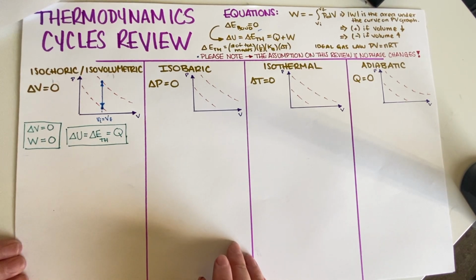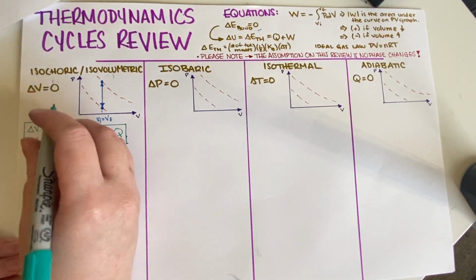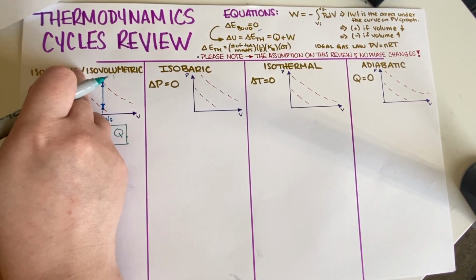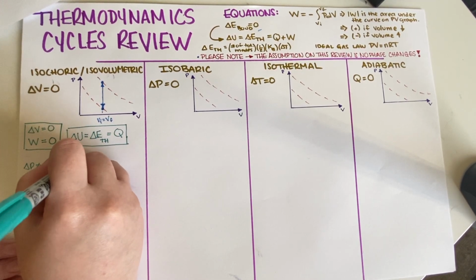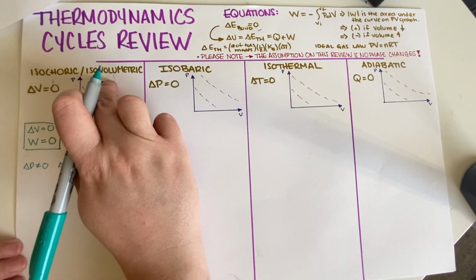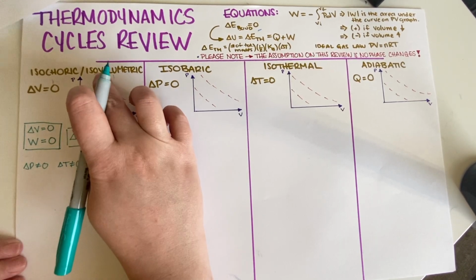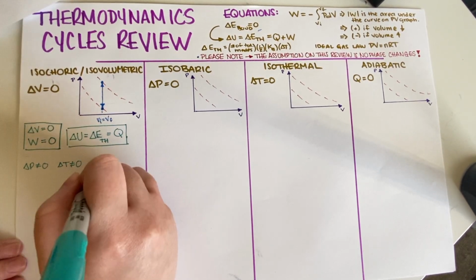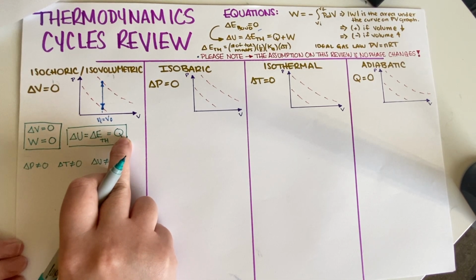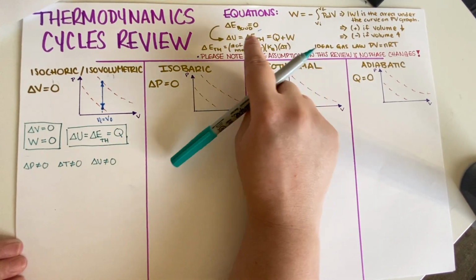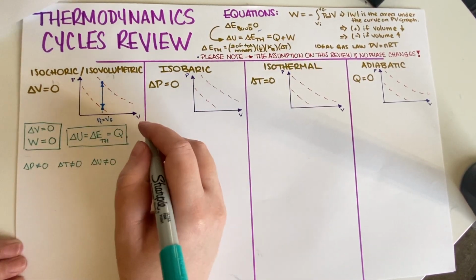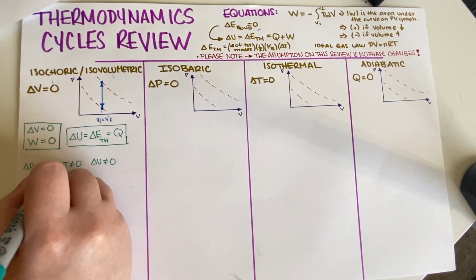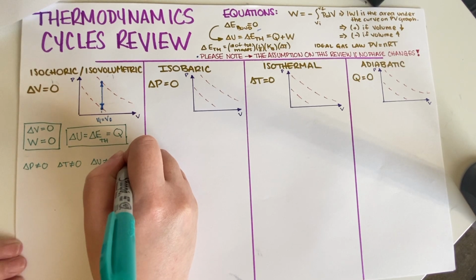And then in terms of what is not 0, your delta P is not equal to 0 because you're going from an initial to a final. Delta T is not equal to 0 because you're going from one isotherm to another, so your temperature is either going up or down. Your change in internal energy is not equal to 0 because you still have Q. Just because W is equal to 0, that doesn't mean that Q is not there. And in fact, there needs to be a Q because you do have a change in E thermal.